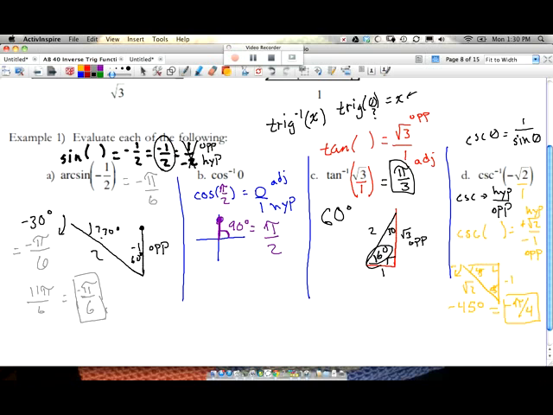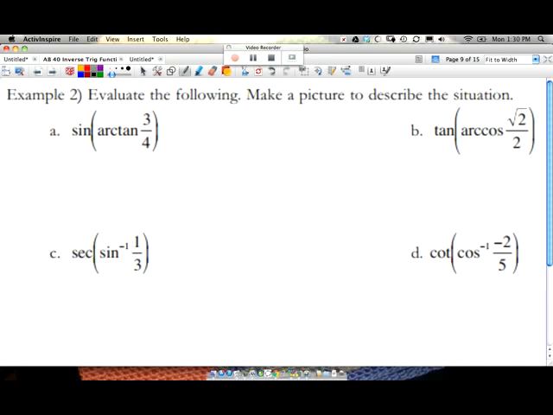So let's look at some more layers, combination plays here. This one right here, we have sine and arctangent. So how do we deal with that? This is kind of crazy. A picture is actually going to break it down for us even better. So we're going to start here with arctan 3 over 4.